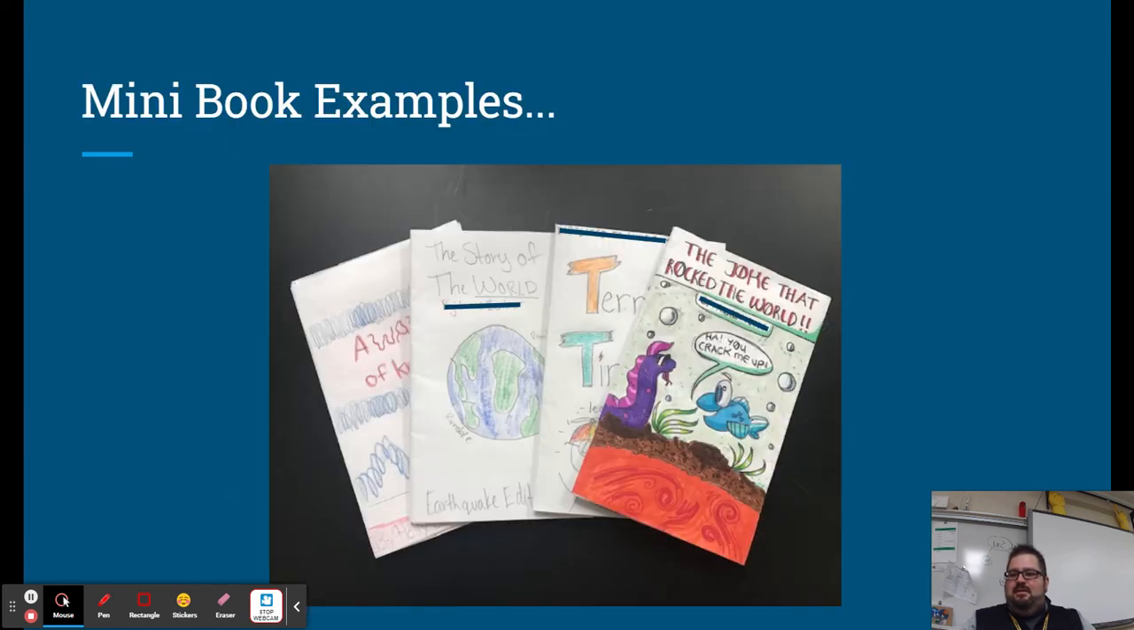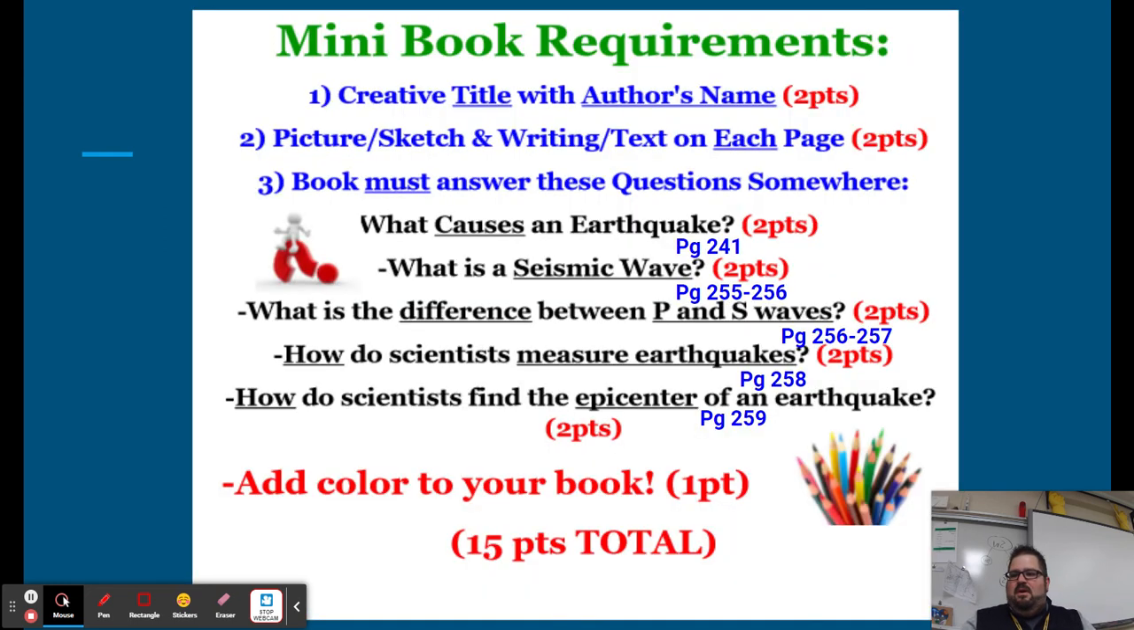So here are just some examples. The joke that rocked the world, the story of the world that shakes. So you can see it's got a title, colorful front, author's name, and then when you open it up, it's going to have the title, what are seismic waves, answer it, picture, what's the difference between P waves and S waves, answer it, picture, and so forth. And that's what I will leave up on the board. I'll make sure to screenshot that, so that is inside Google Classroom.